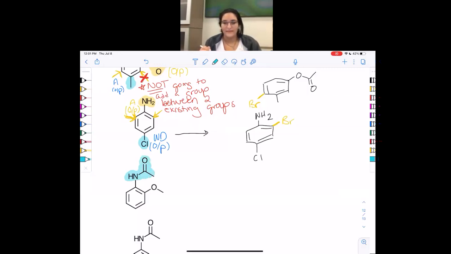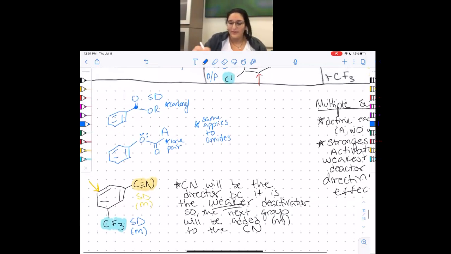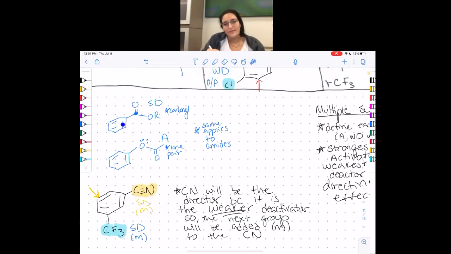This one, what do we think? Activator, deactivator, strong, weak? Ortho, para, meta? Okay, we got kind of a 50-50. So this is an activator, ortho para, because this nitrogen has a lone pair. Someone said no idea. That's valid. Let's go back here. Remember, if it's attached to the carbonyl, it's a strong deactivator. If it's attached to the oxygen, it's an activator. And again, the same thing applies with nitrogens.